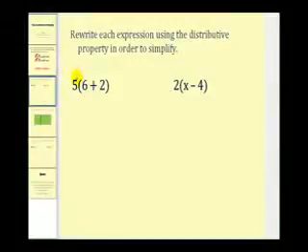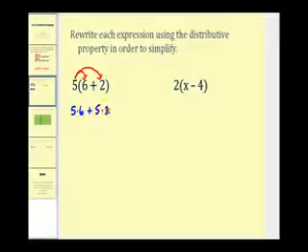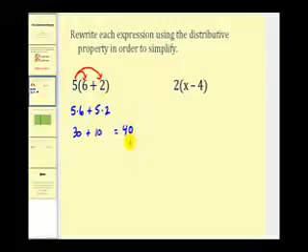So in this first example we have 5 times the quantity 6 plus 2, so we'll multiply the 5 and the 6 and also multiply the 5 and the 2. So we'll have 5 times 6 plus 5 times 2. We have now applied the distributive property, and now we'll continue to simplify. Well, 5 times 6 would be 30, and 5 times 2 would be 10. 30 plus 10 is equal to 40. We have simplified this expression using the distributive property.